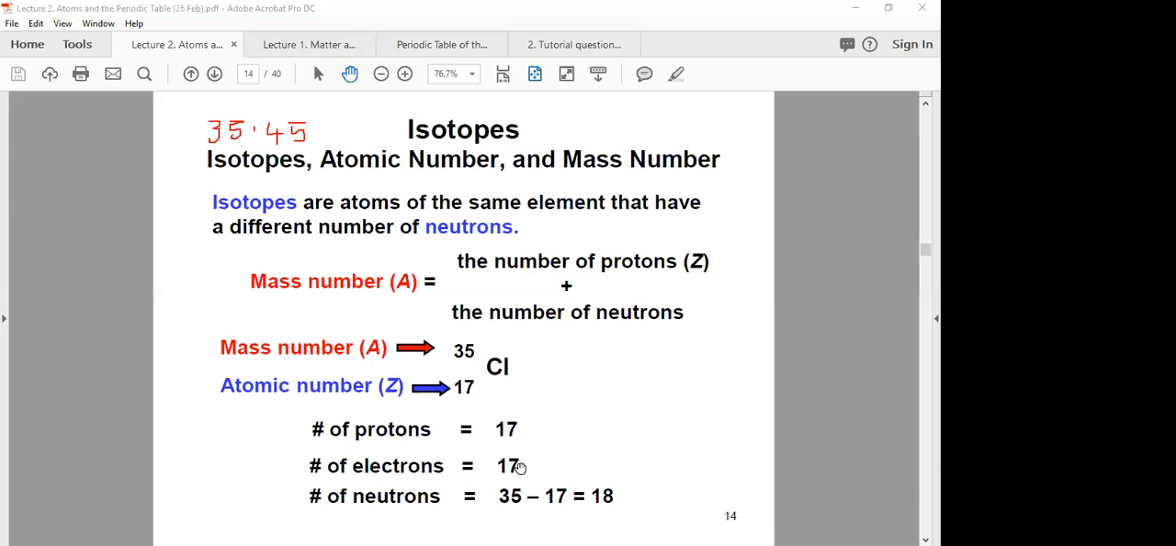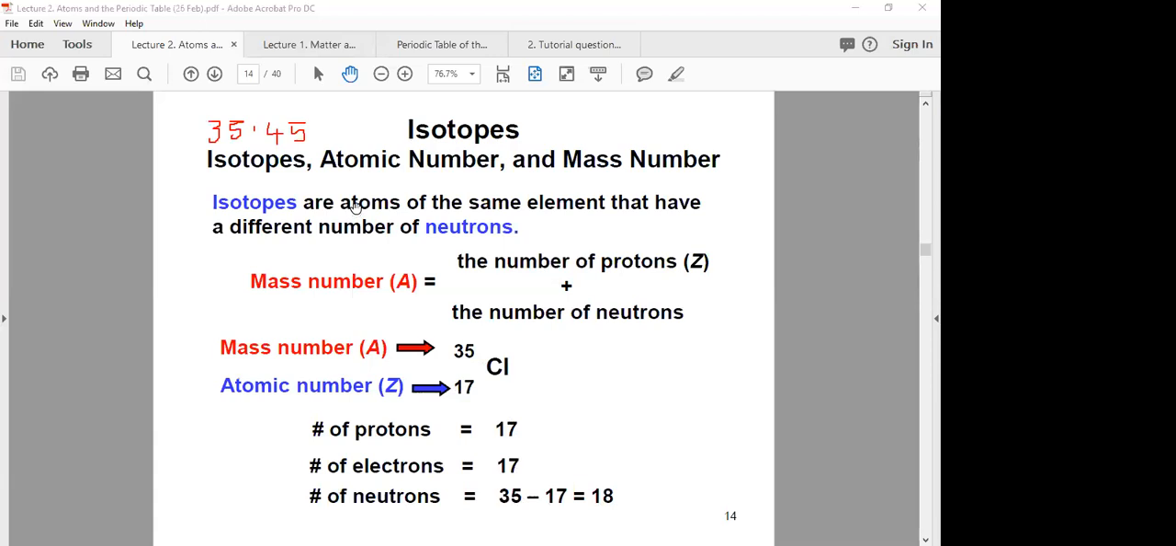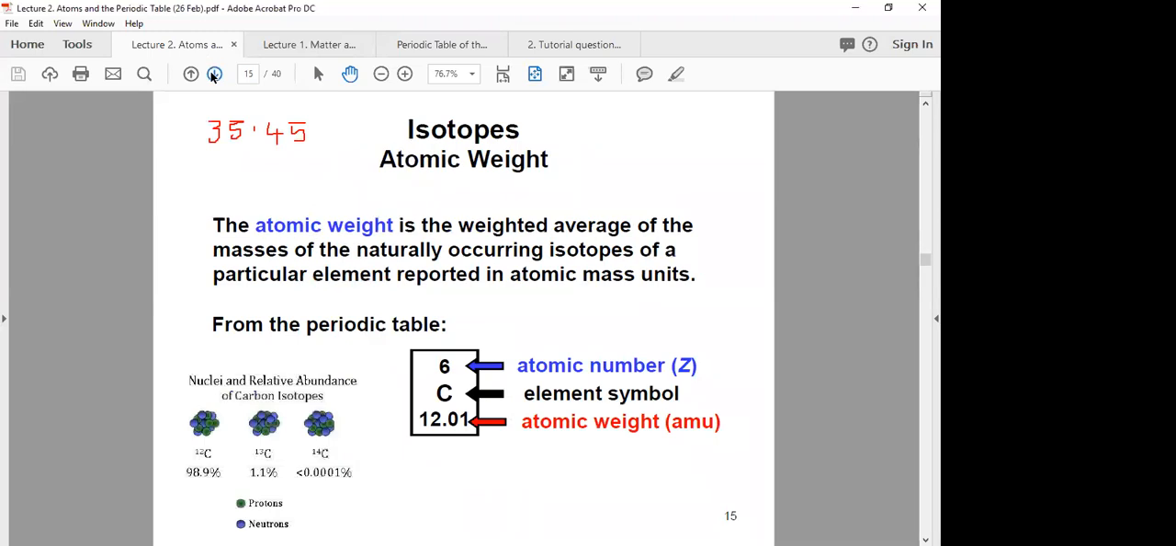Then all we need to determine is the number of neutrons in that atom. All you do is take the mass number and subtract the atomic number from that. 35 take away 17, so one atom of chlorine has 18 neutrons. Very simple. Everyone follow that? Terrific. All right, let's move on.